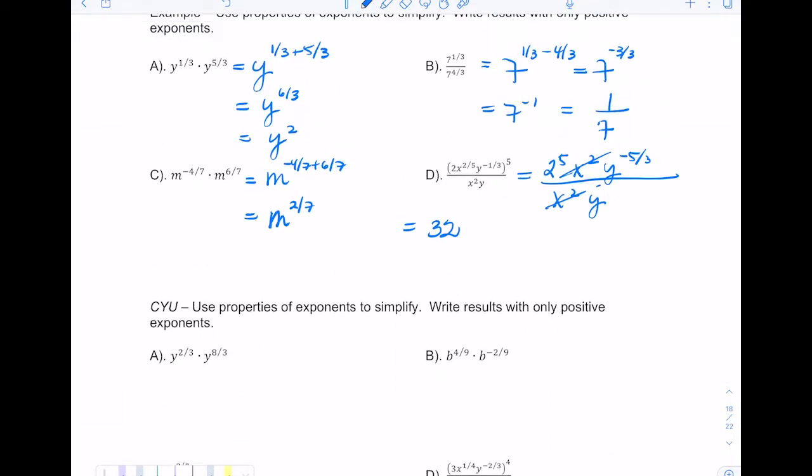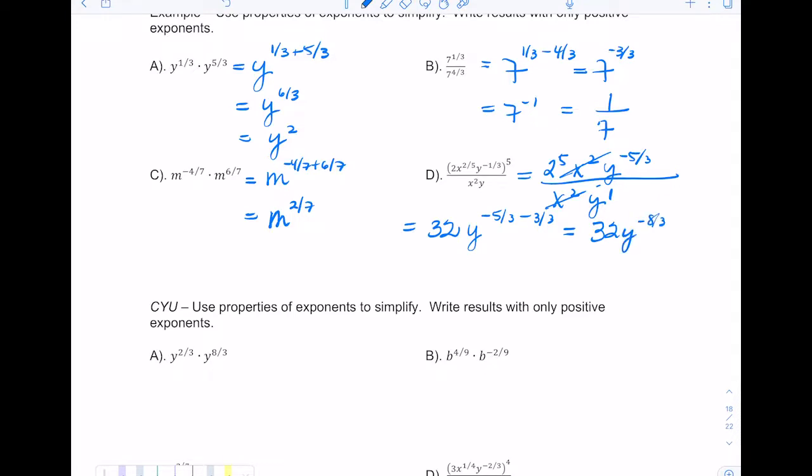And then I have y to the -5/3 divided by y. So here what you're doing is -5/3 minus 1, right? Because we have a 1 here. In order to subtract them, I need to have the same denominator. Or I can just convert 1 to 3/3, which is really all 1 is. So if I want to do -5/3 minus 3/3, I would get -8/3.